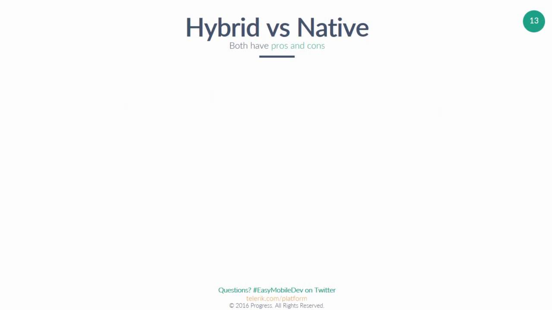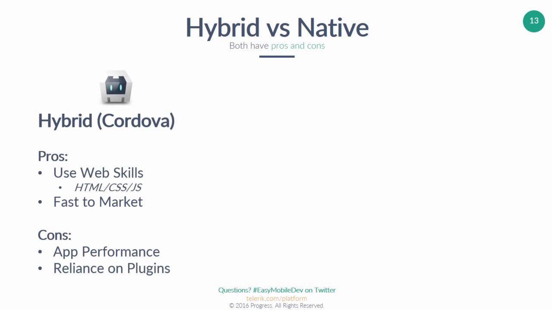So, if I can overgeneralize the differences between hybrid versus native, let me start with hybrid. Hybrid lets you use your web skills to create mobile apps. You can quickly get your app to market because you're using those same web skills you've been using for years. There are potential downsides though, like questionable app performance, meaning stuttering animations or slow responses to user actions. You also have to rely on Cordova plugins to access native device features, which means when iOS 10 comes out, you may have to wait a bit for plugin developers to catch up.